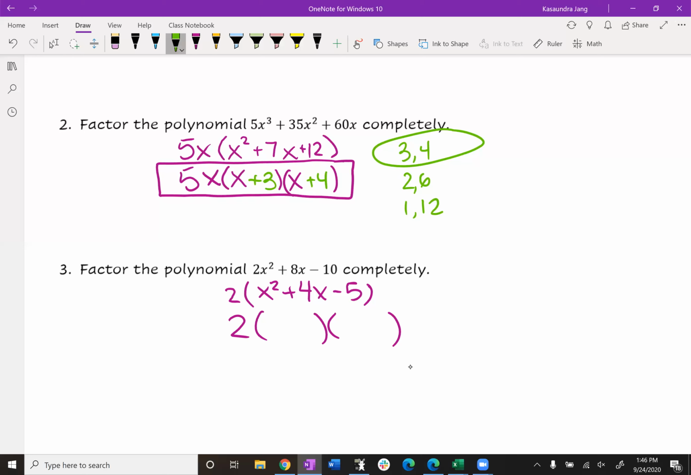All right, so positive 5 times negative 1 is a negative 5, okay. And positive 5 plus a negative 1, or in other words, minus 1, would give us this positive 4. Okay, so that works. And then what else am I missing? The x's, okay. So x at the beginning of each of these.